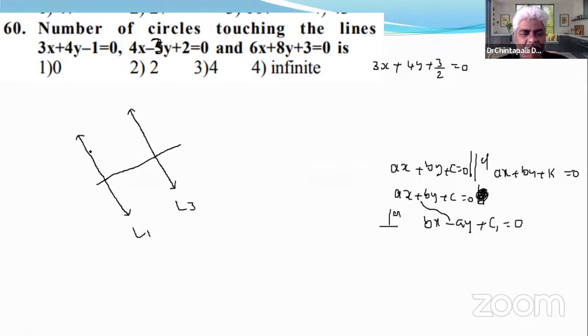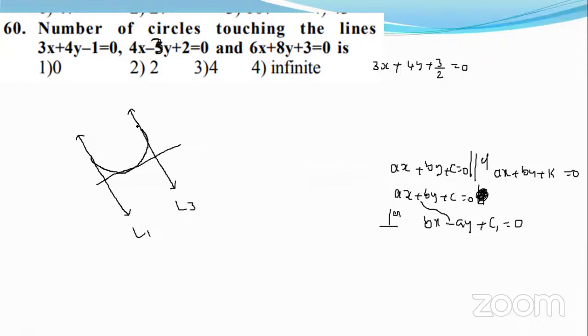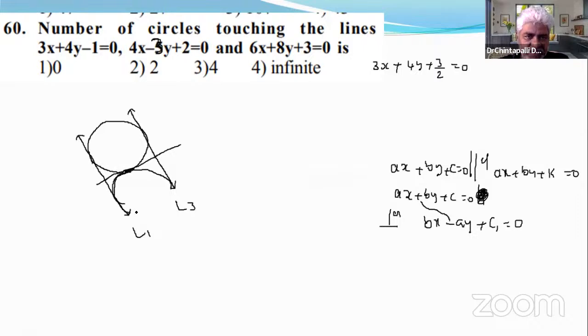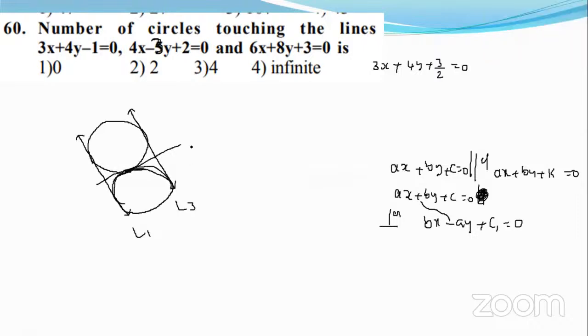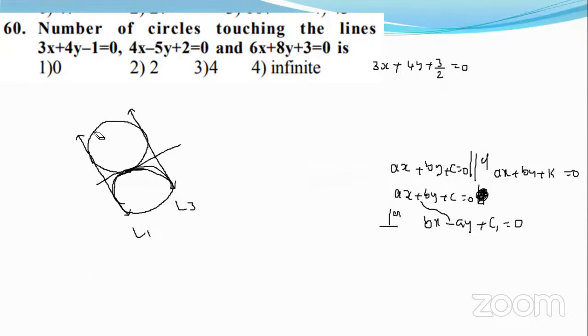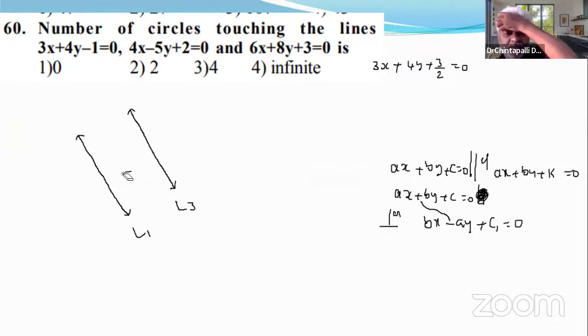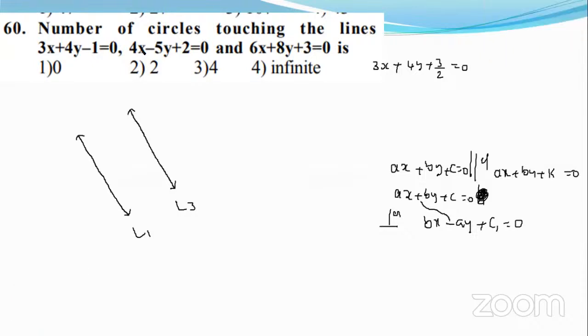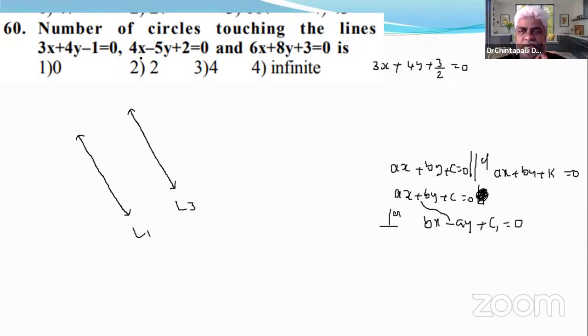How many circles can be drawn such that each circle touches all the three lines? Two circles can be drawn. The answer is 2. You may think, even if they give 4x minus 5y plus 2 equals 0, we get the same answer. It is not perpendicular, it may not be perpendicular, but it intersects. It's not parallel to any of the two lines.